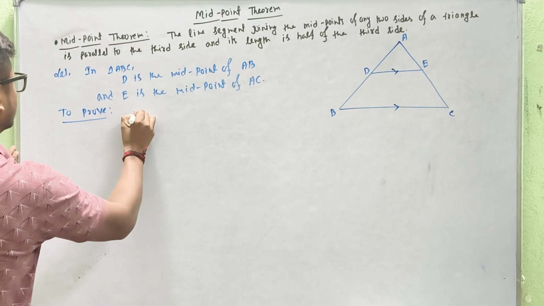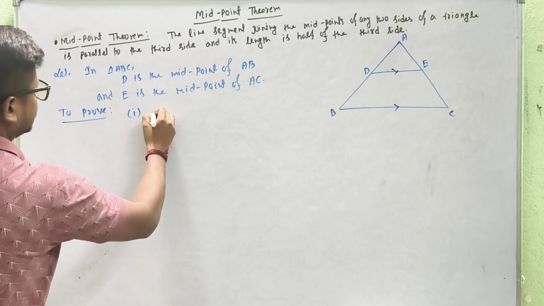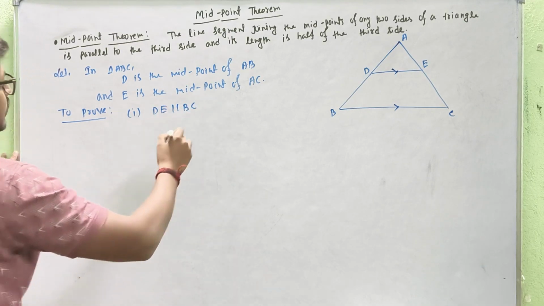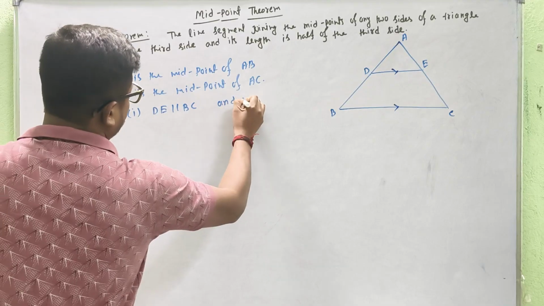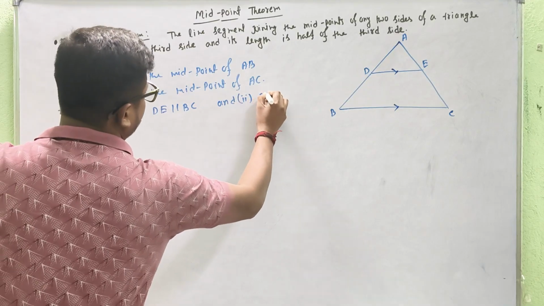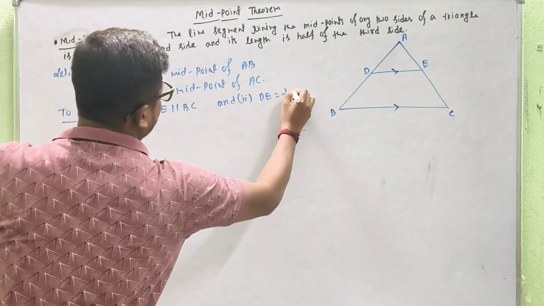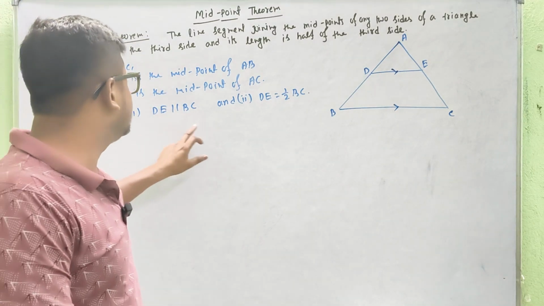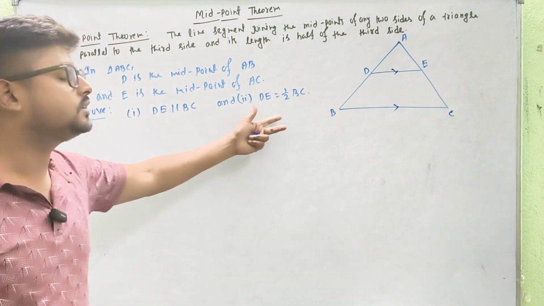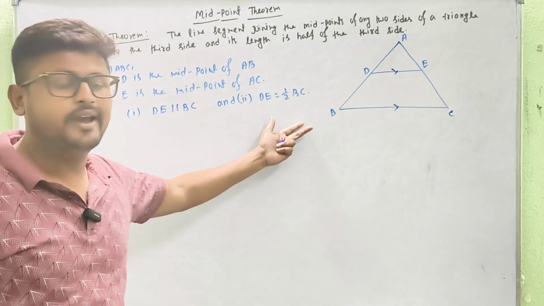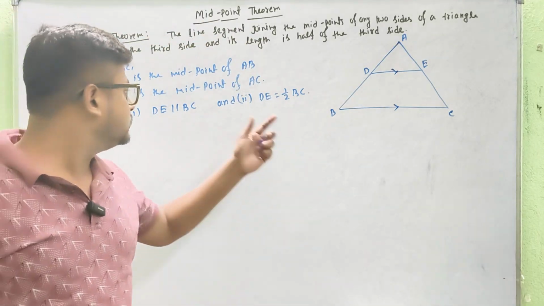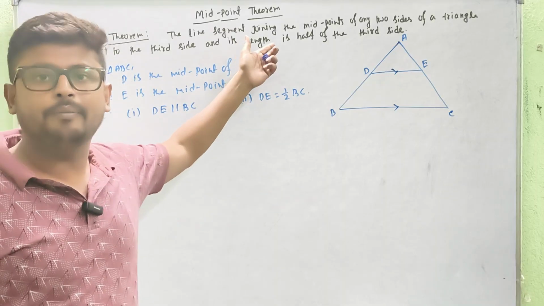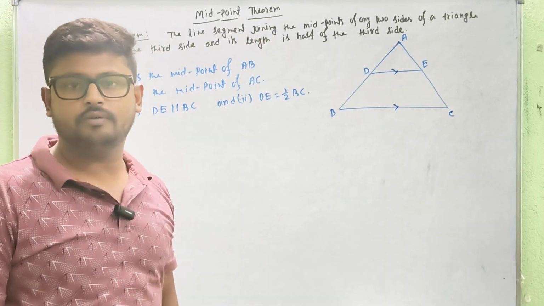To prove: Roman 1, DE is parallel to BC, and Roman 2, DE equal to half of BC. We have to prove these two conditions. These are the statements of the midpoint theorem. These two conditions we get from the statement of the midpoint theorem.